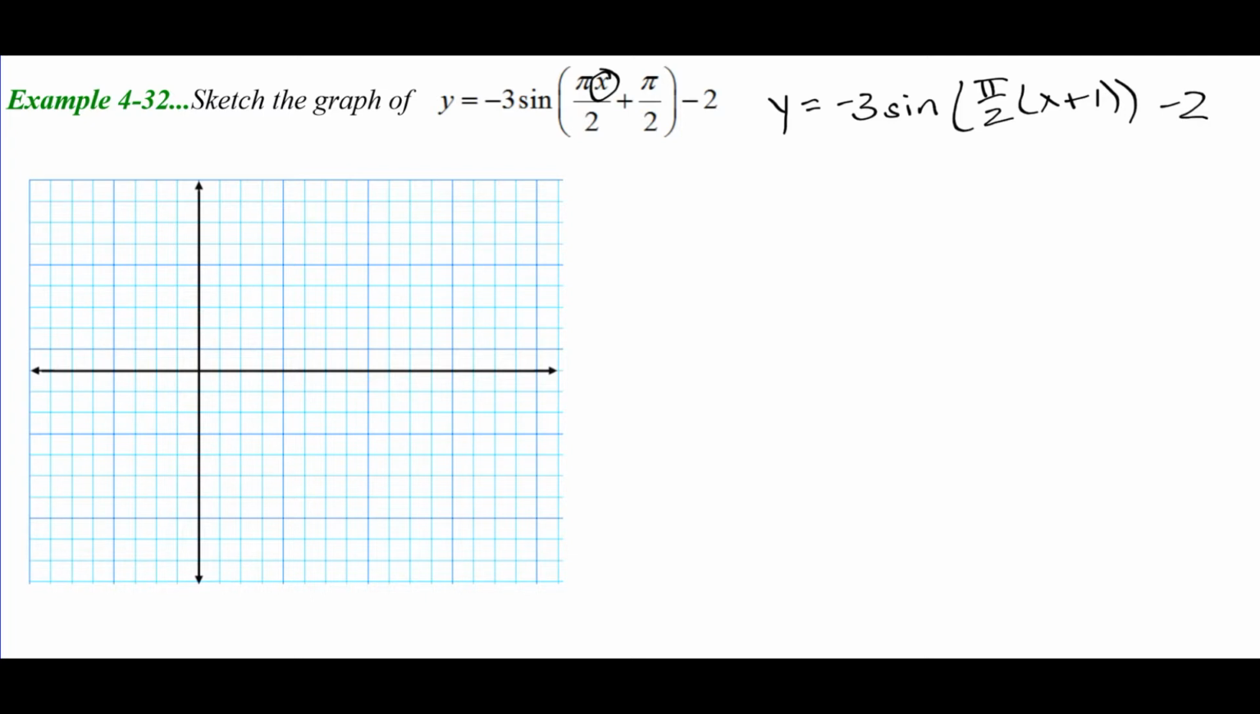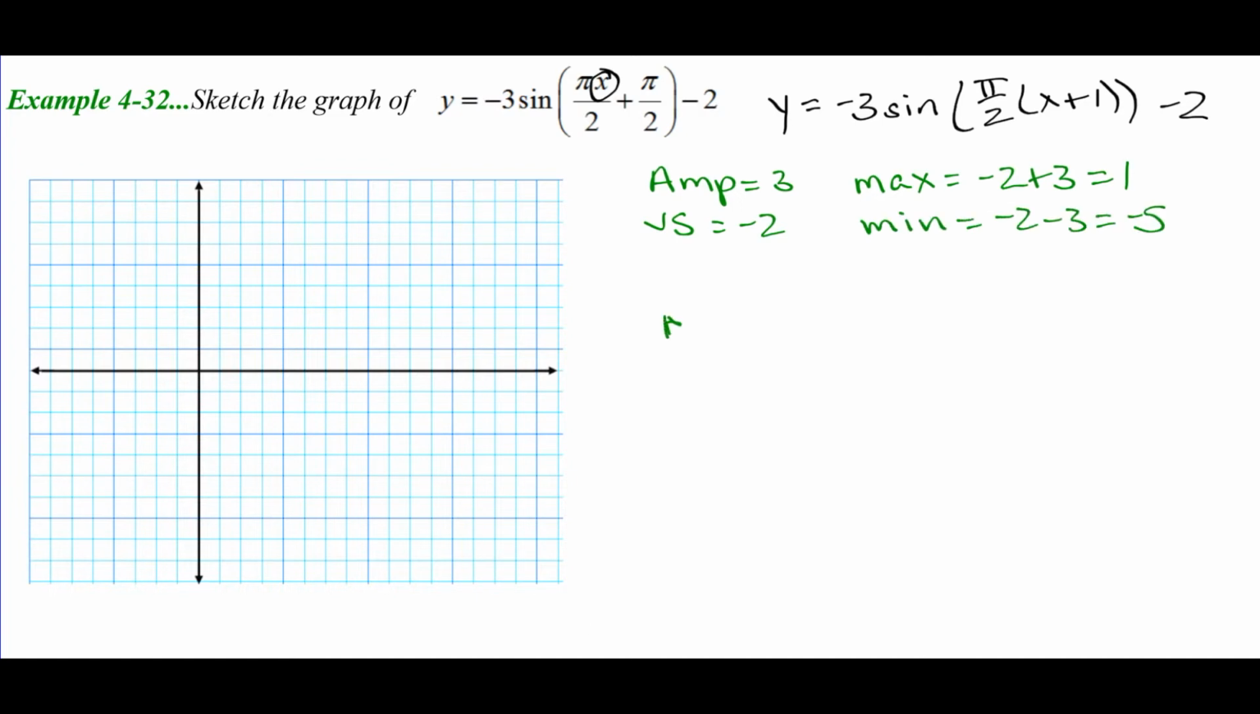I'm going to pull my properties out of here. So my amplitude is 3. Remember, I take the absolute value of that. My vertical shift is -2, which will give me a maximum of -2 plus 3, or 1, and a minimum of -5. My period will be 2 pi divided by pi over 2, which will give me 4. And then my phase shift is going to be -1.